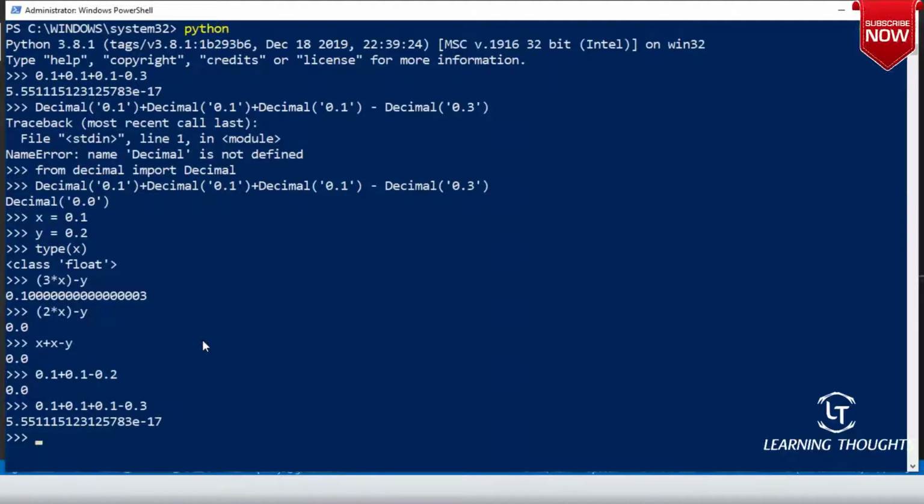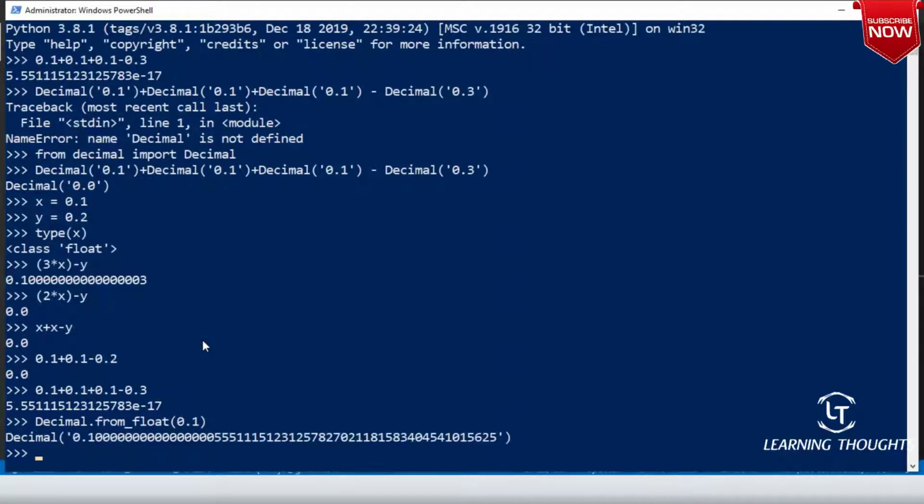Now if you want, you can do this: decimal dot from underscore float 0.1. So are you saying internally there is something else that is happening? You have written 0.1, but what is the actual value of 0.1?